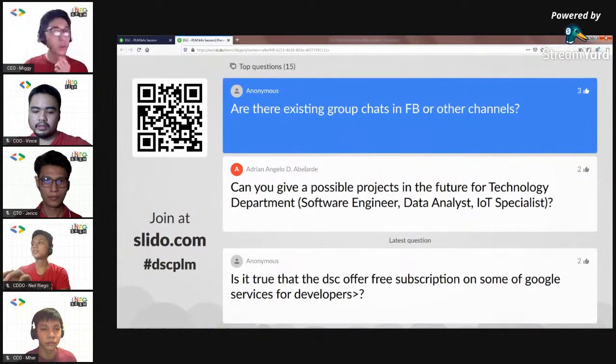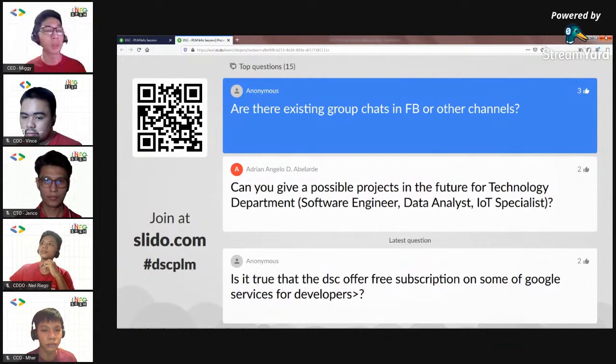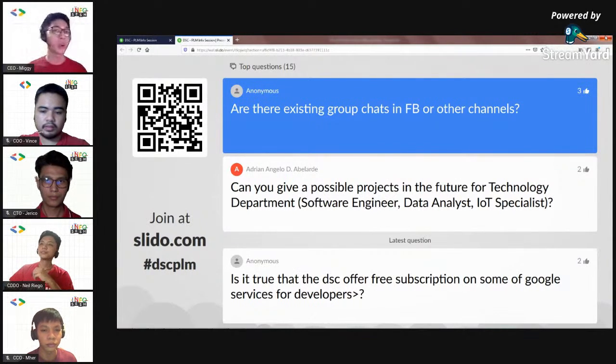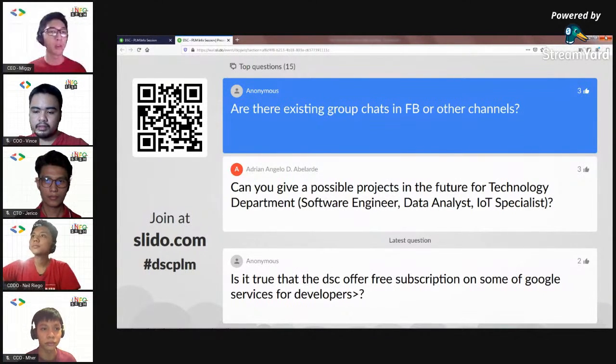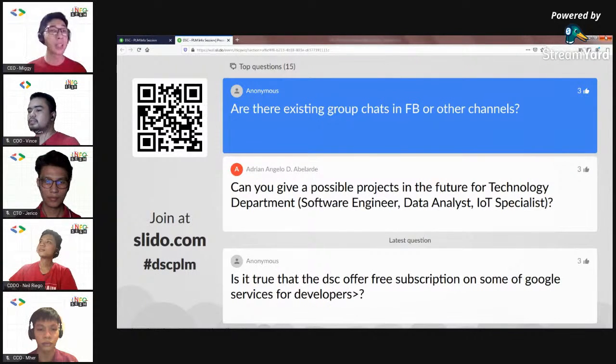Existing Facebook groups or other group chats, as of now, we don't have one. We would want to use Discord as of now because we think so far it's the best platform that we could use in order to create meaningful communications with one another. But as the need arises, we would also be opening. However, as of now, no, we don't have existing group chats yet.